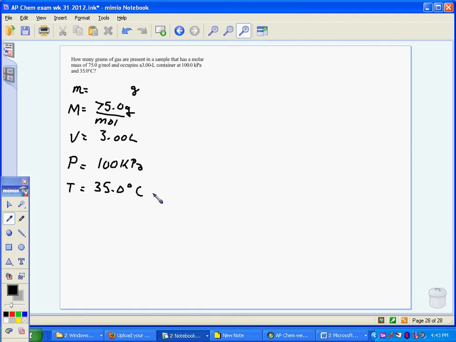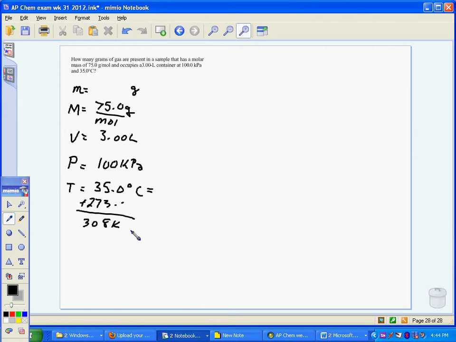Okay, number 2 thing that I want to remember is that we just really don't want to even look at this Celsius number. We want to turn that into Kelvin. Okay, so we're going to add 273, and we get 308 Kelvin.